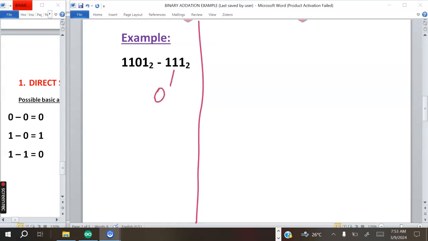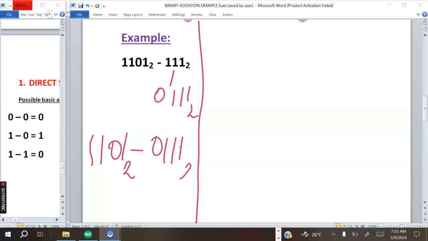Therefore, we will have 0, 1, 1, 1 base 2. So that our question will be 1, 1, 0, 1 minus 0, 1, 1, 1 base 2. So if you look at the two scenarios, the number of binaries are equal on both sides.